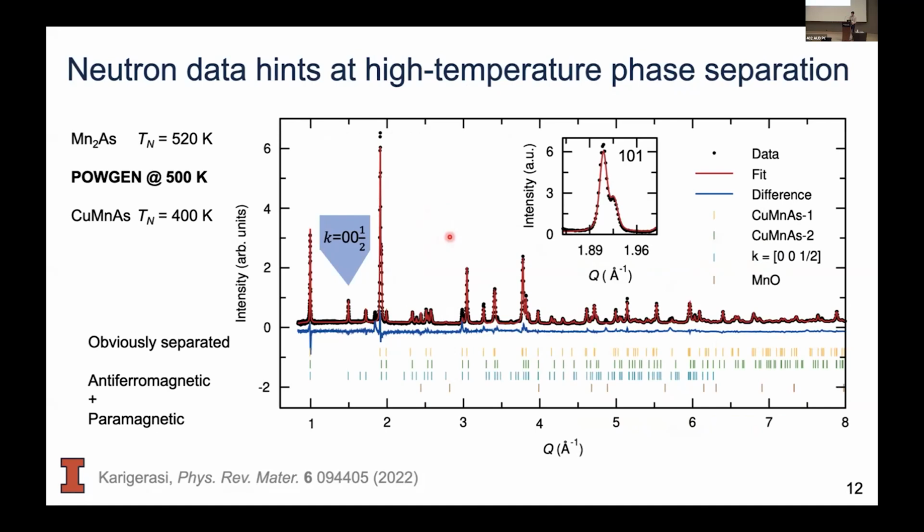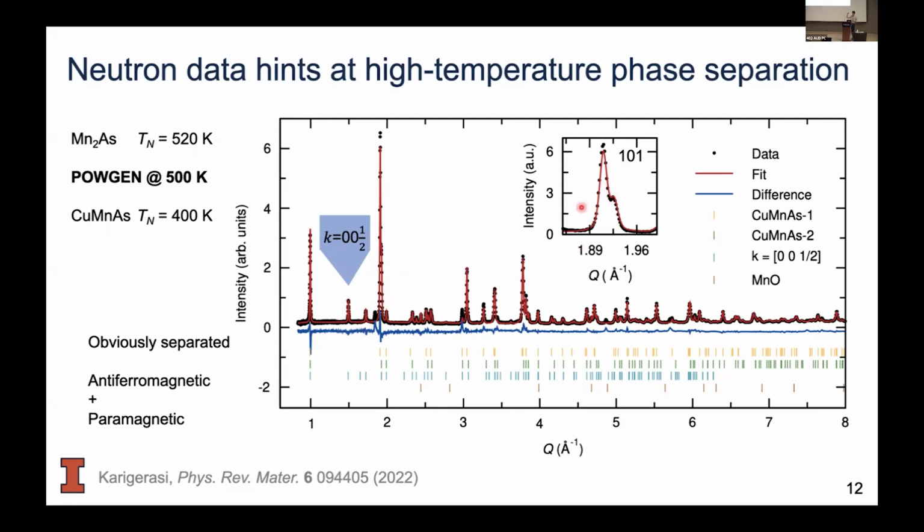It's a magnetic material, so we took it to POWGEN, which is Ashfia's instrument. She's sitting right over here. This material is supposed to have a Néel temperature at 400 Kelvin. So if we go above 400 Kelvin, we should see no magnetic peaks. This measurement that we're taking is at 500 Kelvin, and you see this big magnetic peak right here. If you look at the structural peak, which is actually the smaller one, and it's up in this inset right here, you can see that that thing is actually split.